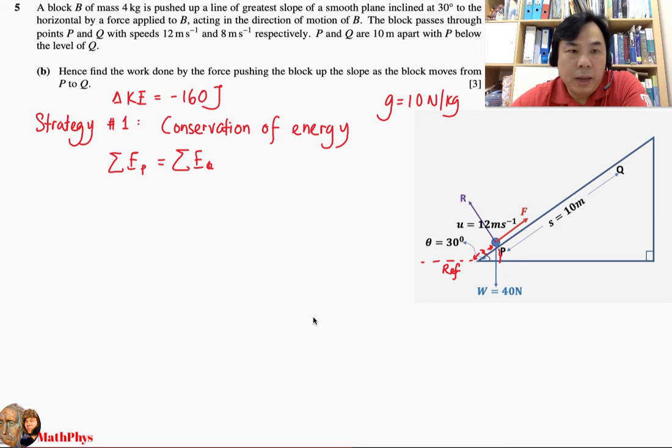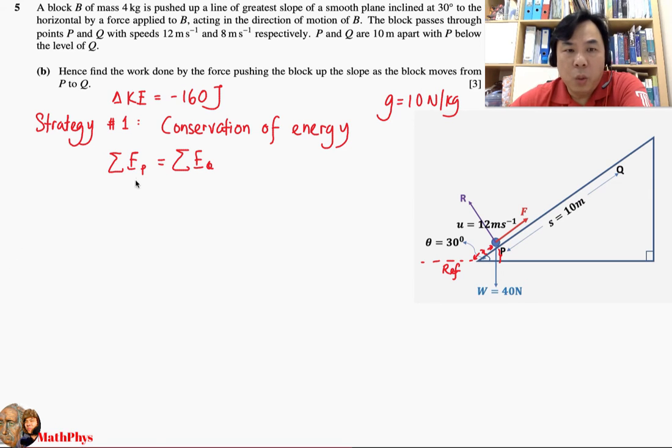Now, there are two strategies that we can apply here. Here I'm going to highlight the first strategy using conservation of energy. Conservation of energy states that energy cannot be destroyed or created, but it can be transformed. So mathematically, I can say that total energy at position P must be the same as total energy at position Q, because all the energy will be transformed to Q.